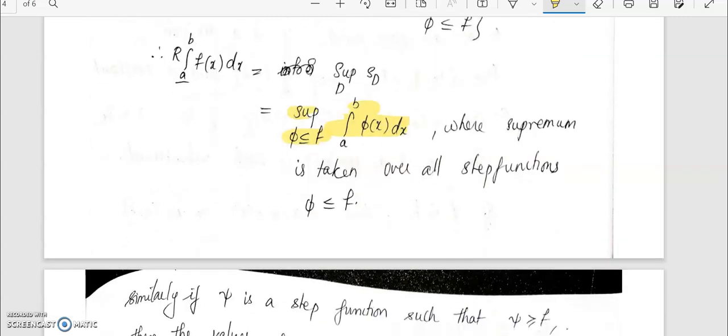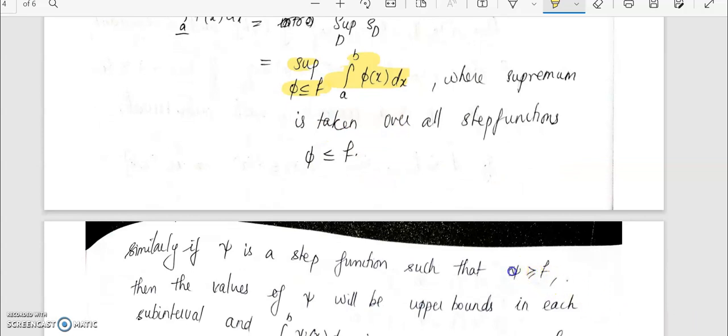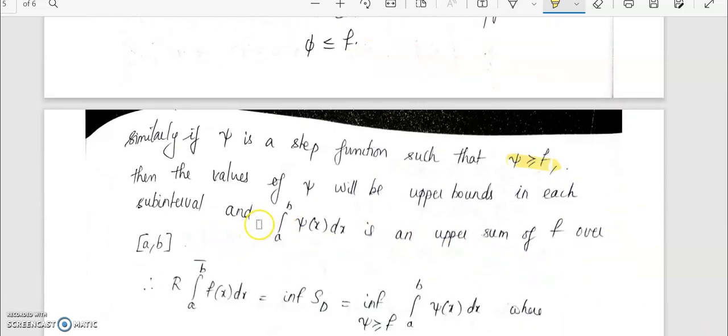Now similarly, consider all the step functions psi such that psi is greater than or equal to f. That will give the upper bound for the Riemann sum. So consider the step function psi such that psi is greater than or equal to f, so in each subinterval also psi will be greater than or equal to f. So integral a to b psi of x dx will be an upper sum of f over closed interval a b.